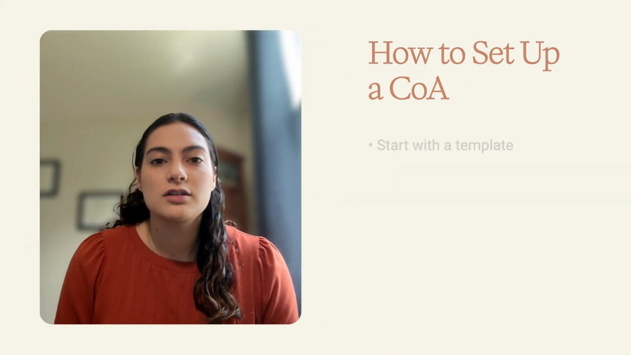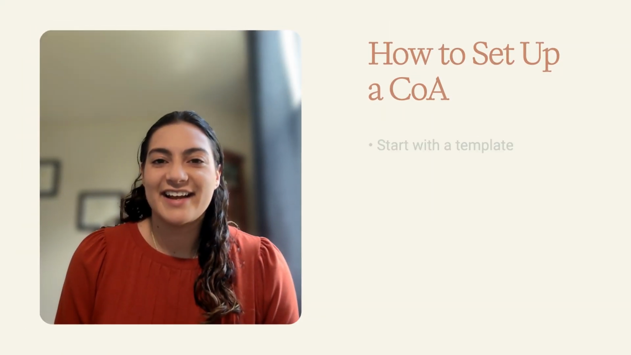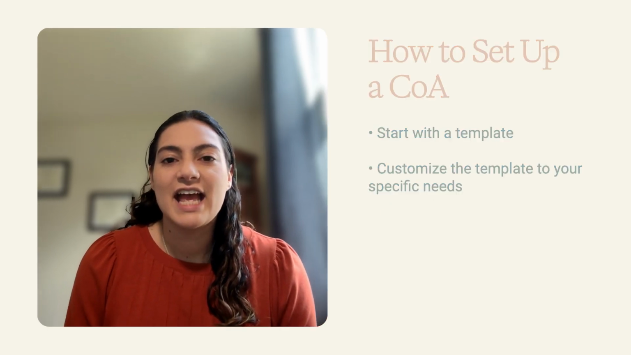So how do we set one up? Let me walk you through the process step by step. First, start with a template. Don't reinvent the wheel. There are many nonprofit-specific templates available. A great place to start is the Unified Chart of Accounts, which aligns perfectly with Form 990 reporting requirements. Second, customize it for your specific needs. Think about what makes your nonprofit unique, your funding sources, programs, and activities. These will influence how detailed your chart of accounts should be.